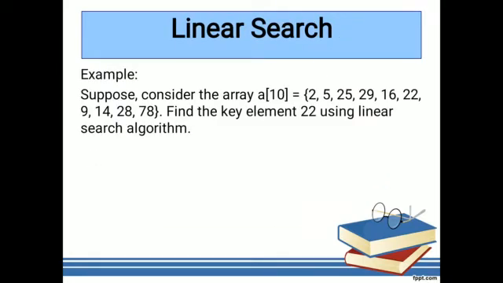Suppose an array A of 10. Here the name of the array is A, and the array size is 10. The array consists of 10 elements: 2, 5, 25, 29, 16, 22, 9, 14, 28, 78. Now we are finding the key element, that is 22, by using the linear search algorithm. So this is the question. We need to find whether 22 is available in the list or not, using the step-by-step procedure of the linear search algorithm.